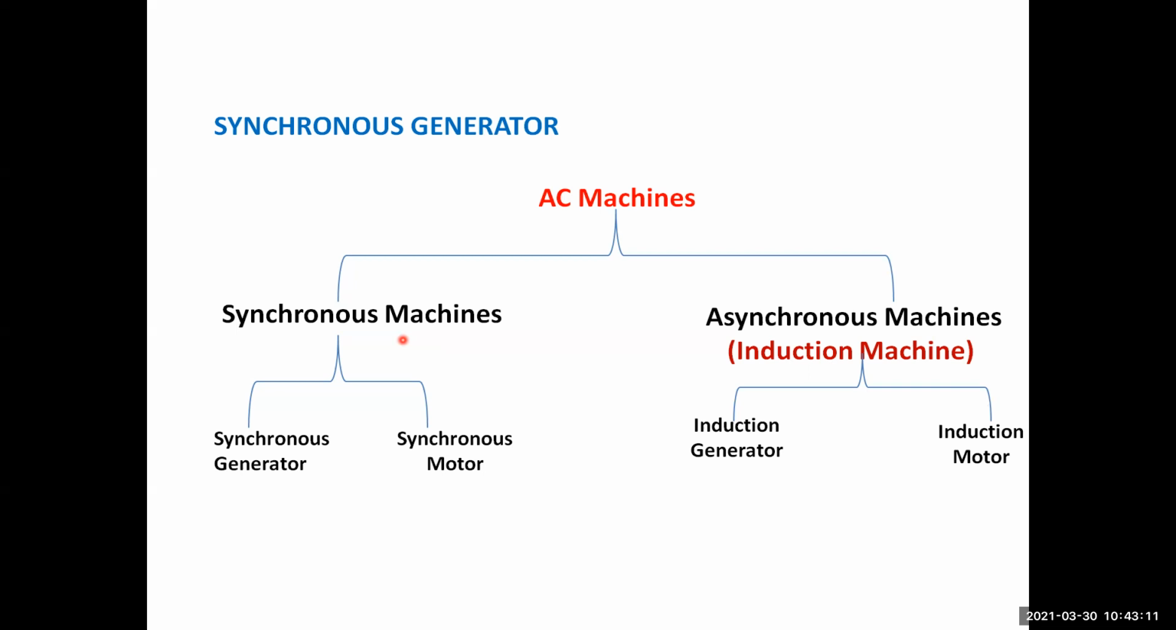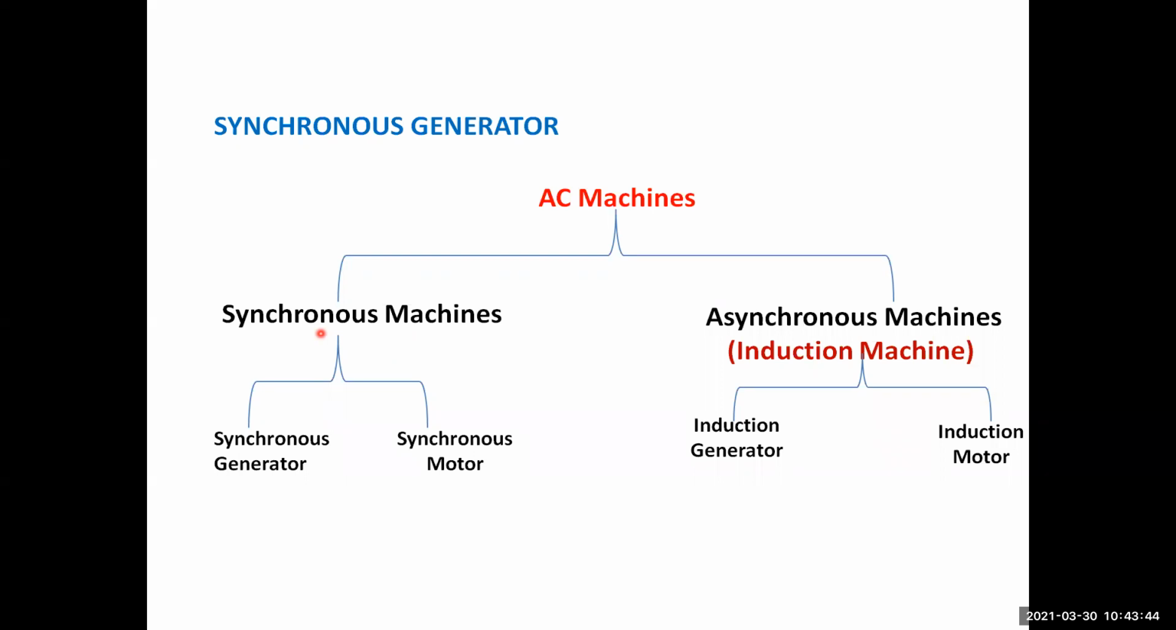The stator rotating magnetic field and the rotor speed are both the same. The stator rotating magnetic field and the rotor rotate at the same speed. But in an induction machine, the stator rotating magnetic field is at synchronous speed, but the rotor rotates at less than synchronous speed. In a synchronous machine, the rotor rotates at synchronous speed and the stator magnetic field is also synchronous.